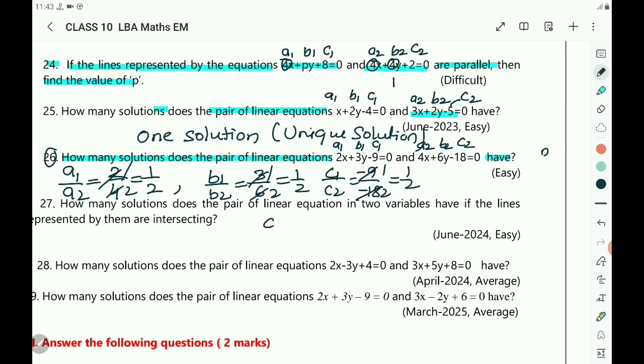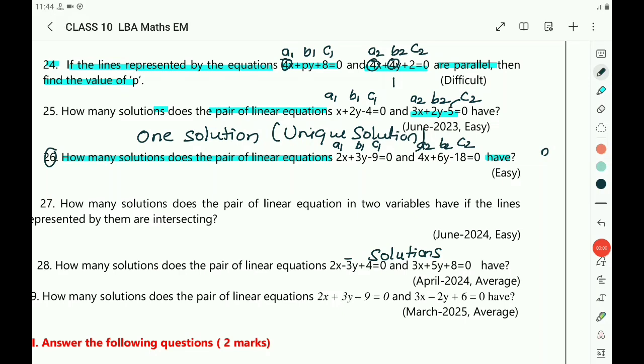You got that a1 by a2 equals b1 by b2 equals c1 by c2. Then what is the answer? Infinite number of solutions. Write the answer as infinite solutions.